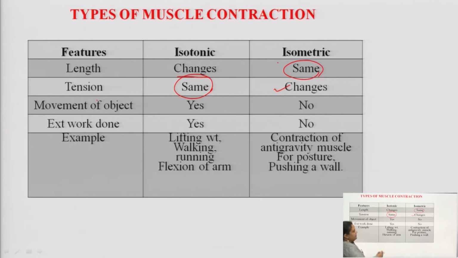Extension of work done. In isotonic contraction, the extension may occur by using the skeletal muscles, while in case of isometric, there is no further extension of work done. Examples of isotonic skeletal muscle contraction: lifting weight, walking, running and flexion of arms.